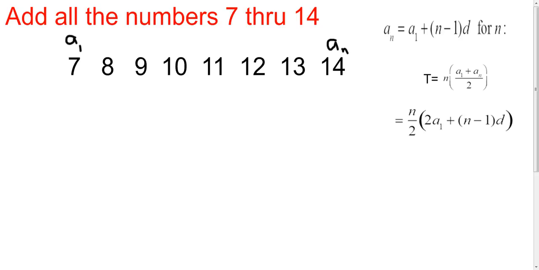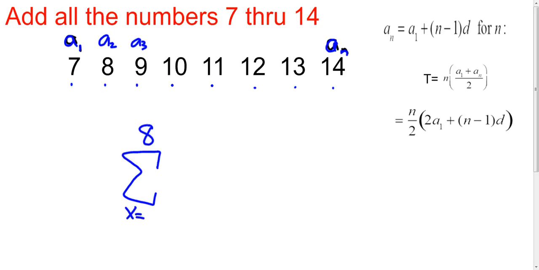All right, so here's another one. Now I'm having you add up all the numbers 7 through 14. Okay? Again, when you do what's called sigma notation, this little symbol is called sigma. It's also called summation notation. The bottom number is whatever your first term number is. So this term is A1, my first term. This is A2. This is A3. This is AN. In this case, this is 1, 2, 3, 4, 5, 6, 7, the 8th term. This is the 8th term up here.